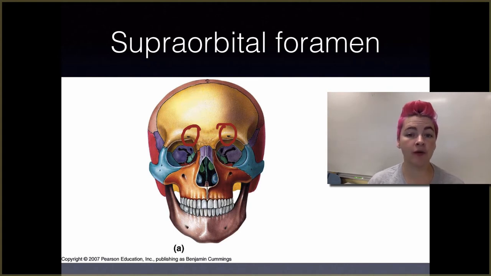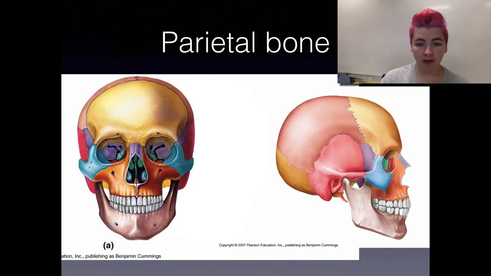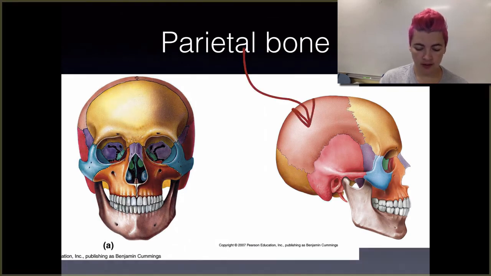So there are small little holes in the bone. They're called supraorbital foramen. The parietal bone, there are 2. There's one on the left and one on the right. That would be here. And on this picture, you can barely see it there.